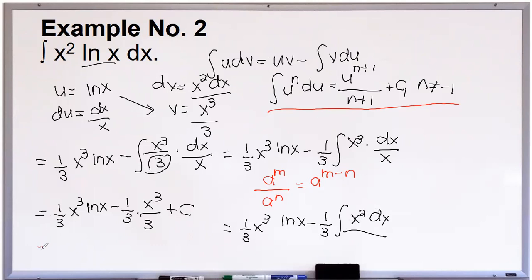So ito na, i-simplify na natin. So magiging 1/3 x cubed ln of x minus 1 over 9. 3 times 3, that's 9. So 1 over 9 x cubed, then plus c. Okay, so our answer for this problem is 1/3 x cubed ln of x minus 1 over 9 x cubed plus c. Okay? So may questions?